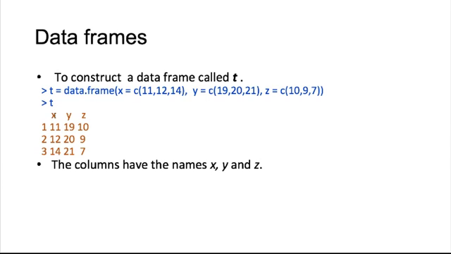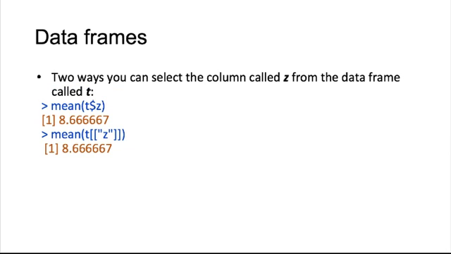And then when we hit T, we'll be able to access each of those elements, each of those vectors, right? The column names are X, Y, and Z. And there are 2 ways that you can select specific things, or you can select columns. So I wanted to select the column Z from a data frame and then calculate its mean.